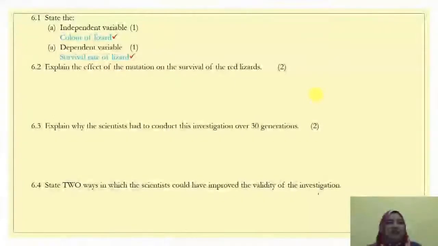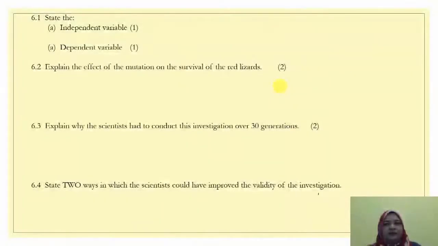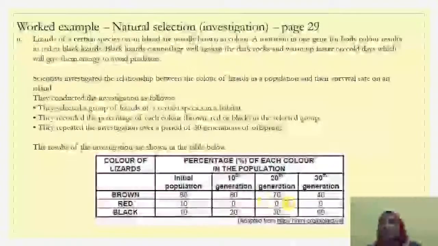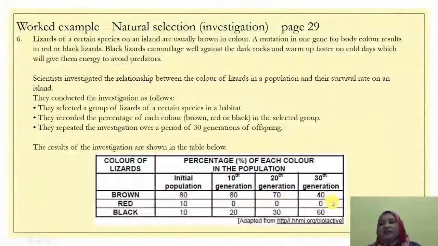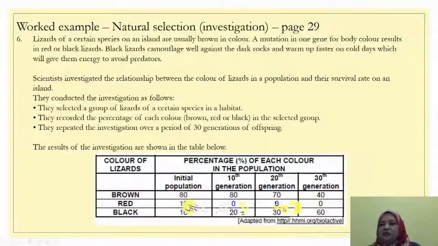Explain the effect of the mutation on the survival of the red lizards. Right, let's look at the red lizards here. The red lizards, the initial population was 10, and immediately they go, the 10th population is 0, the 20th population is 0, and the 30th population is 0. So what are they asking me? They're asking me, why is this happening? That's what they're basically asking.